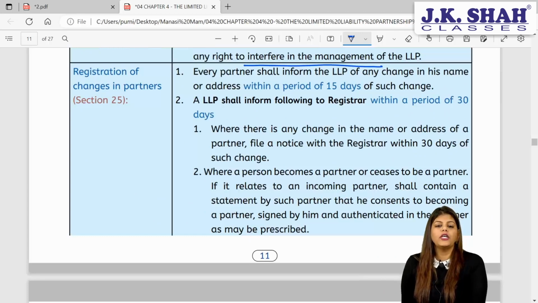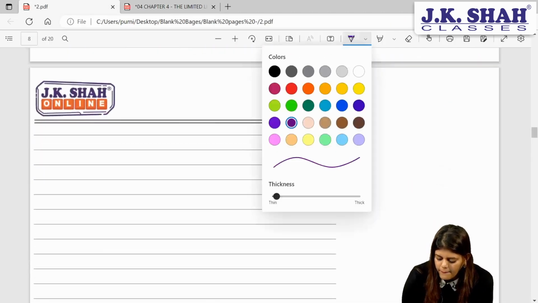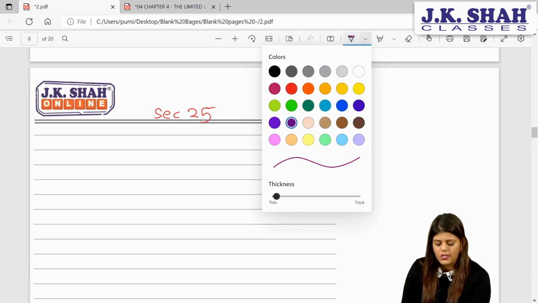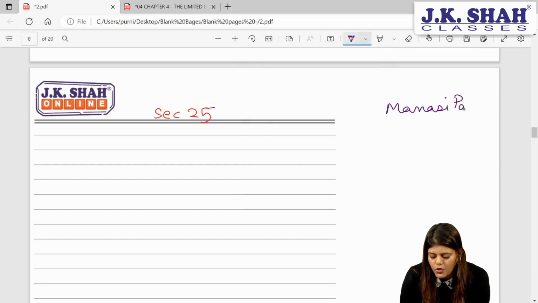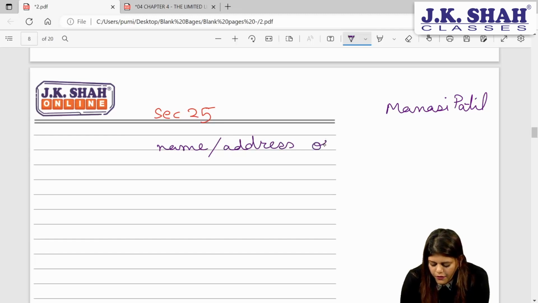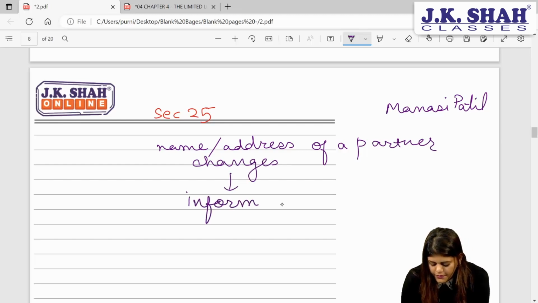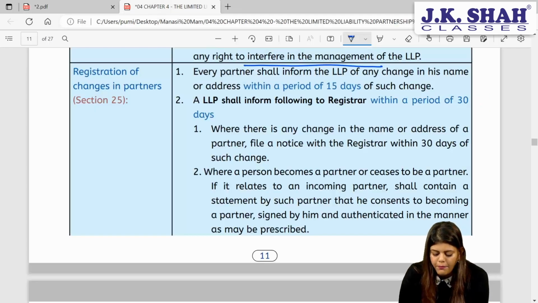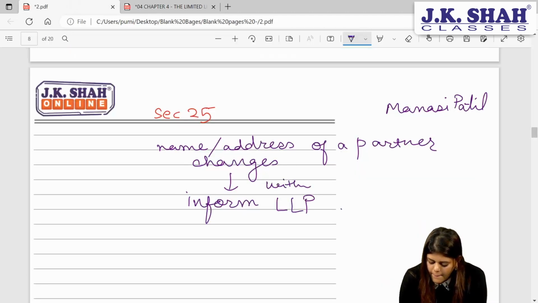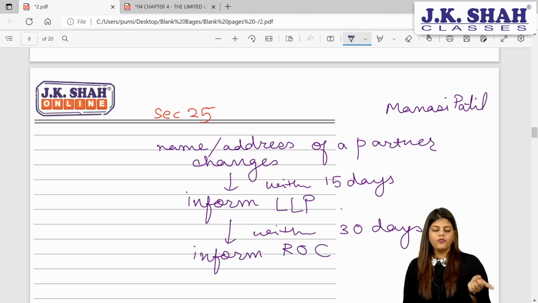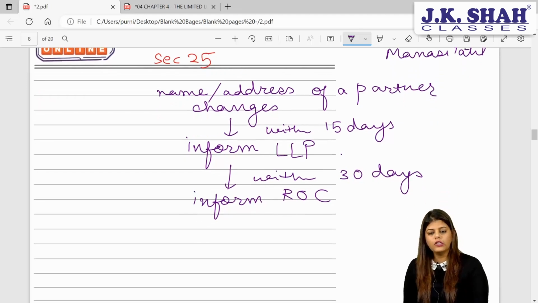Then, registration of changes in partners, section 25. Section 25 tells you one simple thing. Sometimes a partner's name changes or a partner's address changes. Let's say Mansi Patil, my name changed post marriage or my address changed post marriage, whatever. So if the name or address of a partner changes, he has to inform the LLP within 15 days. And the LLP will inform the ROC within 30 days. So the moment my name or address has changed, I will inform the LLP, and then the LLP has to proceed to inform the ROC within 30 days.